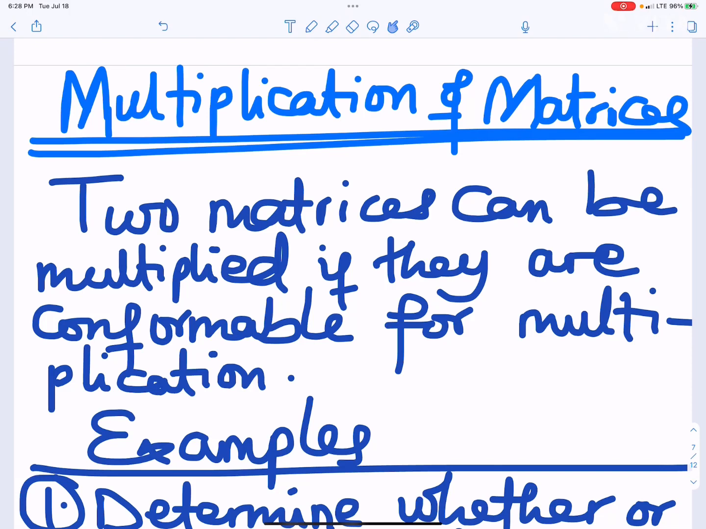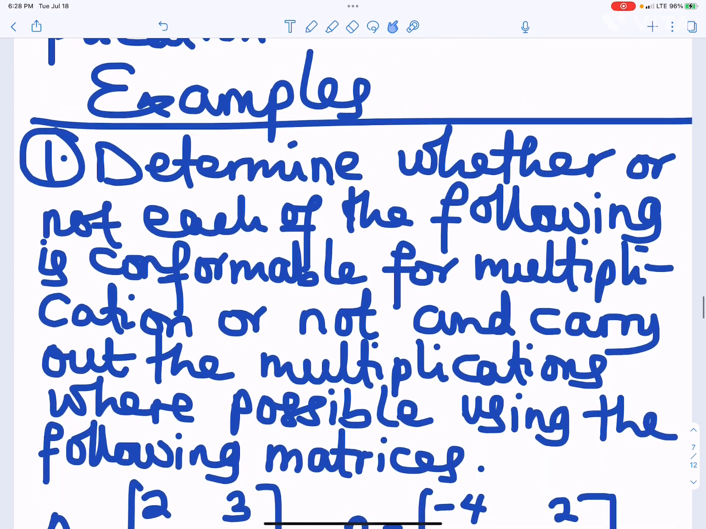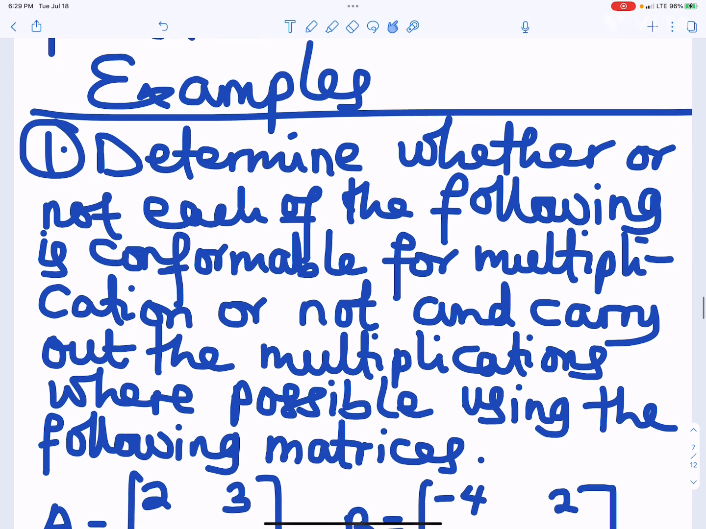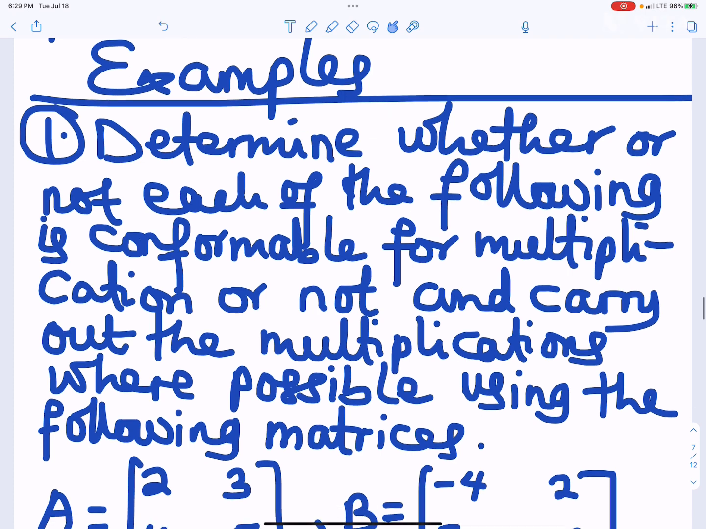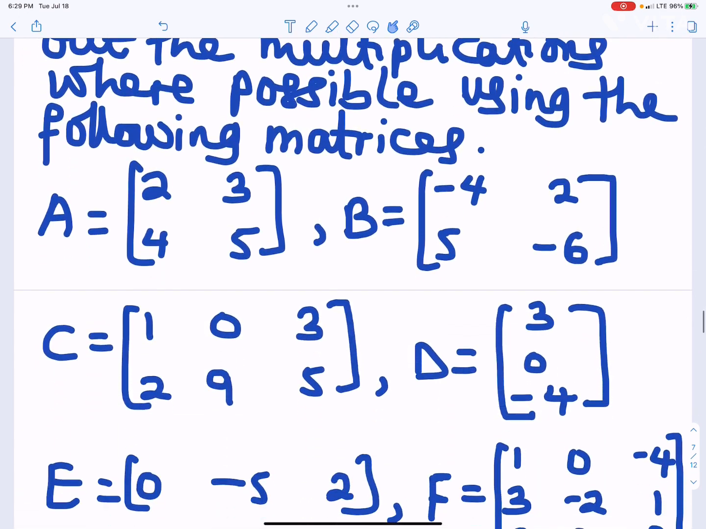Let's go to multiplication of matrices. Two matrices can be multiplied if they are conformable for multiplication. So let's take a few examples to see what tells us whether two matrices are conformable for multiplication or not, and if they are conformable, how we can go about and carry out their multiplication.